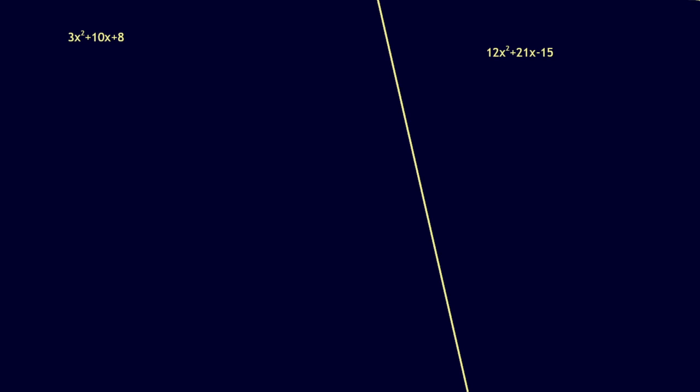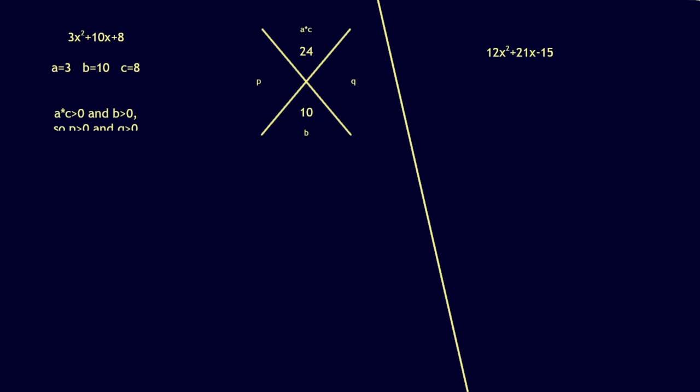3x squared plus 10x plus 8. Those terms don't have any common factors, so a is 3, b is 10, and c is 8. Draw our big X. Multiplying 3 by 8 gives us 24 for our AC. 10 down there. Since our a, c, and b are all positive, that means the numbers we're looking for are also both positive. So, going through pairs of numbers that add to 10, starting with a 1, starts us at 1 and 9. Multiplying 1 and 9 doesn't give us 24, so increment each of them by 1.